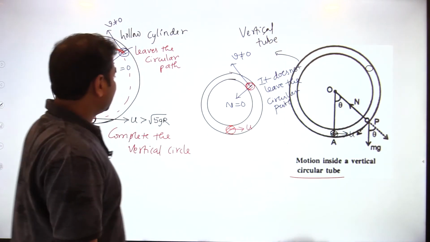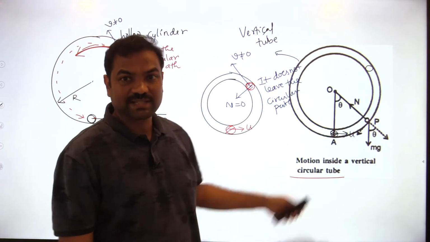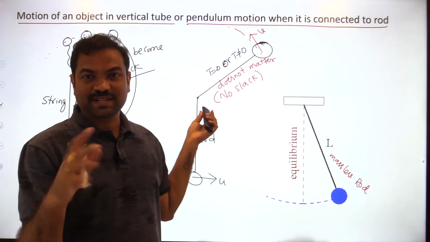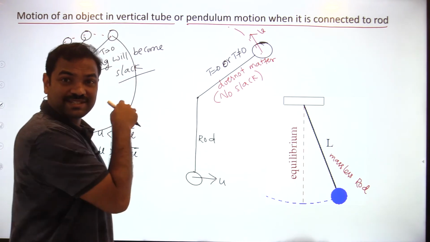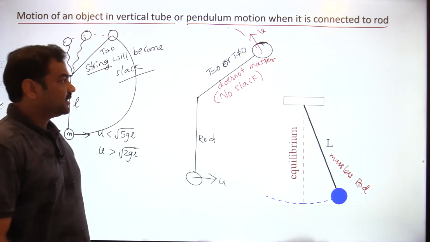So here the leaving-the-circular-path concept is there, but in the tube the leaving-the-circular-path concept is not there. It is exactly the same as a rod. In the rod also, the leaving-the-circular-path concept is not there. Whereas in the string you have the leaving of the circular path concept, because tension is 0.